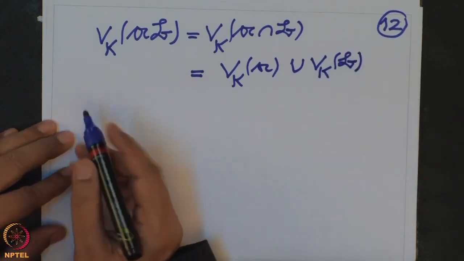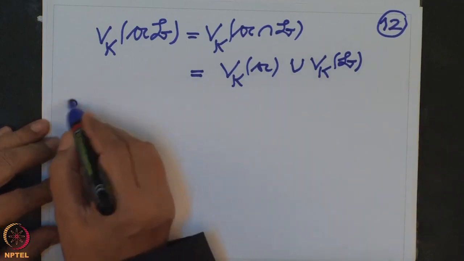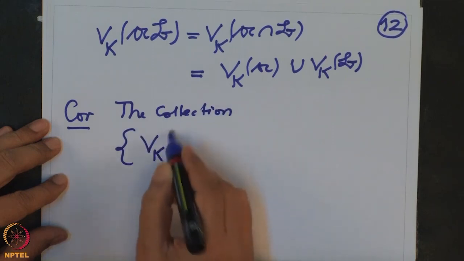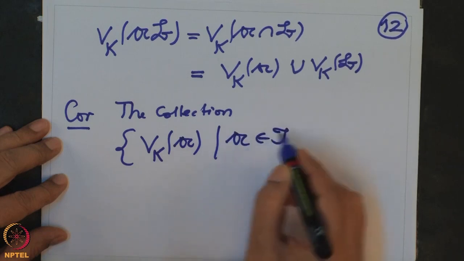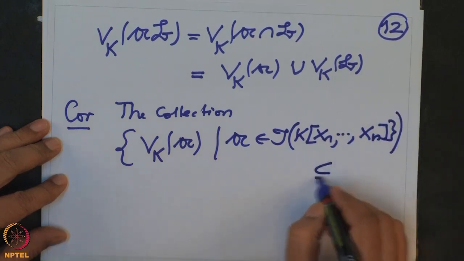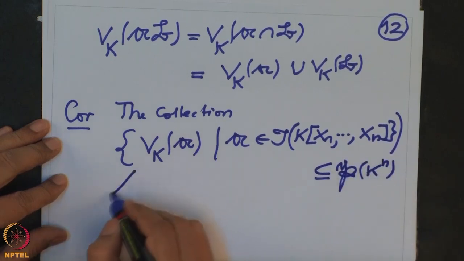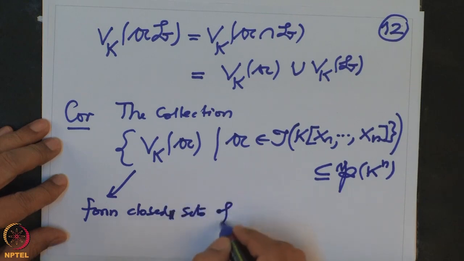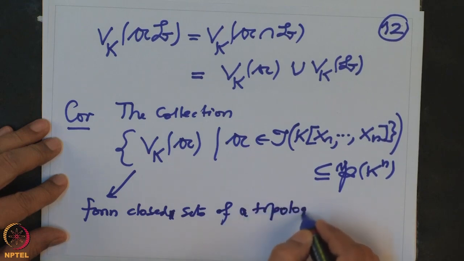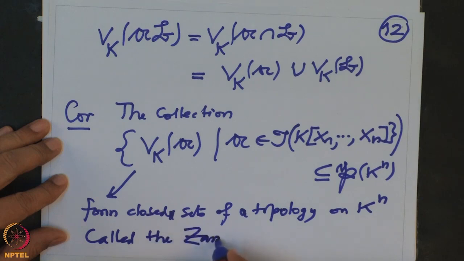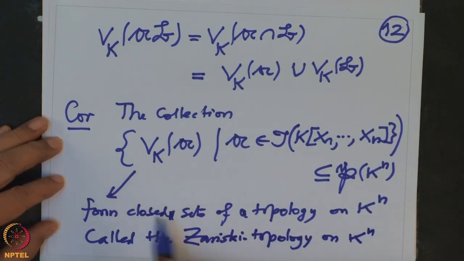Now it is clear that, therefore, the corollary is: the collection Vk of A, where A varies over the ideals of the polynomial ring, this collection, which is a subset of the power set of k power n, forms the closed sets of a topology on k power n, and that topology is called the Zariski topology on k power n. So just one minute, I will check what you have to check.